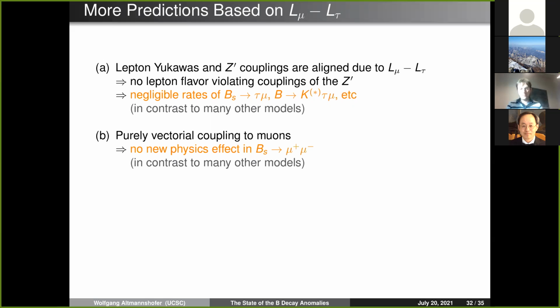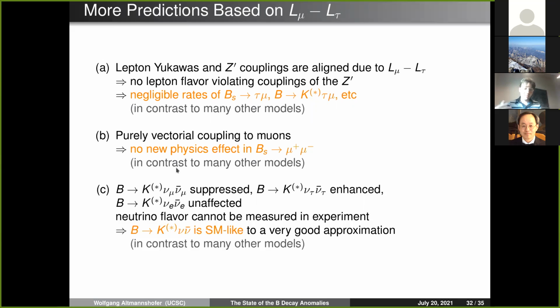Also, this model predicts a purely vectorial coupling of the Z prime to muons, and therefore there are no new effects in B_s to mu plus mu minus. There one would need an axial vector current. So if this tension between the standard model prediction and the experimental results in B_s to mu plus mu minus becomes more pronounced, then this would be a way to rule out this Lμ−Lτ model. But again, this is a prediction that is very different to many other models that try to explain the anomalies.